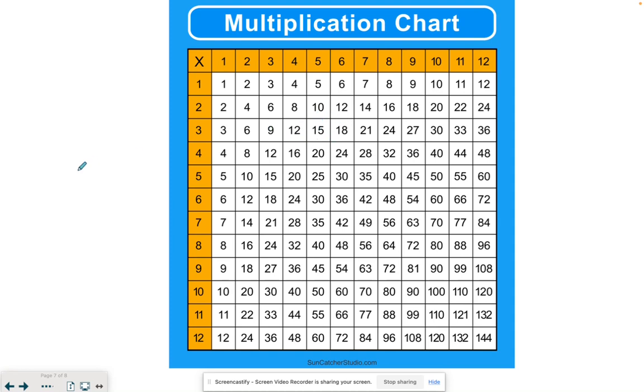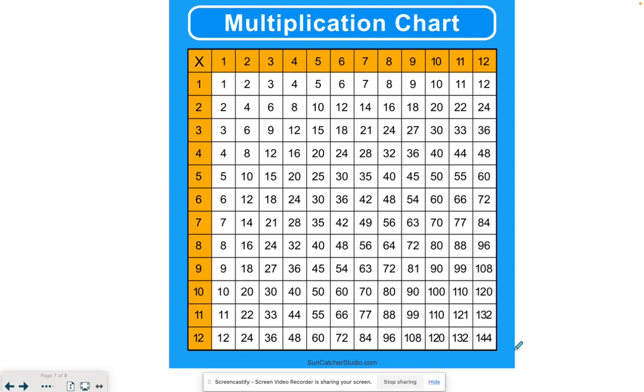Notice some different patterns within this. If you go down the ones column, you'll notice that they all just go up by 1. The twos column, we skip count by twos: 2, 4, 6, 8, 10, 12, and so on. The threes row, we're skip counting by threes: 3, 6, 9, 12, 15, 18, and so on. Each row follows that same suit.